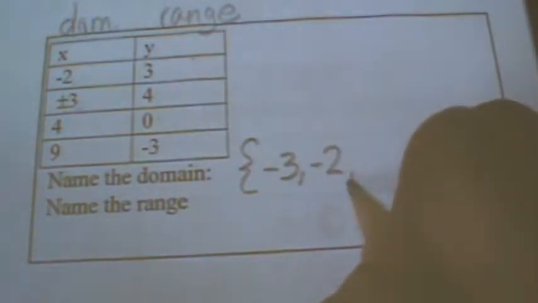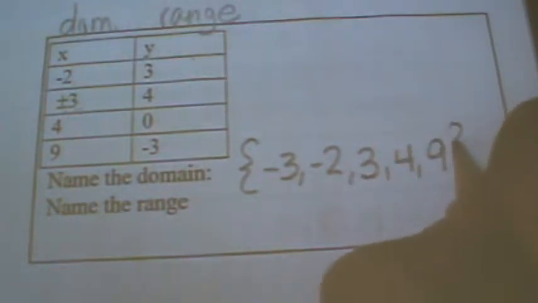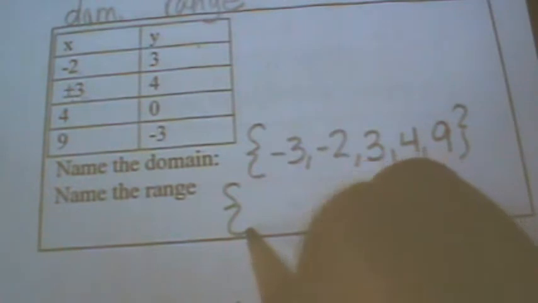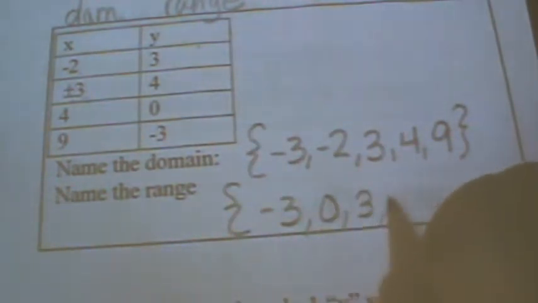What do you see in this T-chart? x and y. This is your domain, and this is your range. Remember, domain is your x values, range is your y values. This is your domain. Can you list these numbers? -2. What does this plus-minus mean? Positive and negative, so we have 3 and -3. You're going to separate them. So for your domain, what's the smallest number so far? -3, then -2, then 3, 4, and 9. And how about the range? That's easy. -3, 0, 3, and 4.